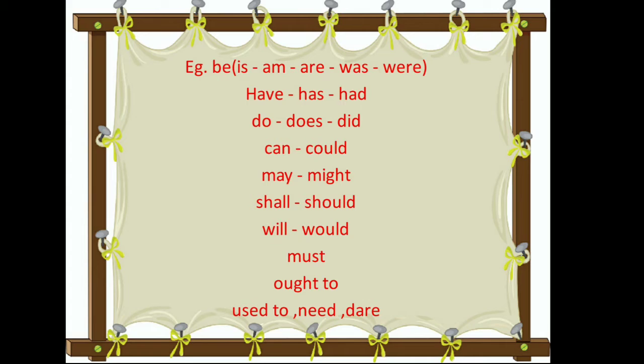Let us have a look at the examples of auxiliary verbs. Be, is, am, are, was, were. These are the different forms of be. Have, has, had. Do, does, did. Can, could. May, might. Shall, should. Will, would. Must, ought to, used to, need, dare, etc.